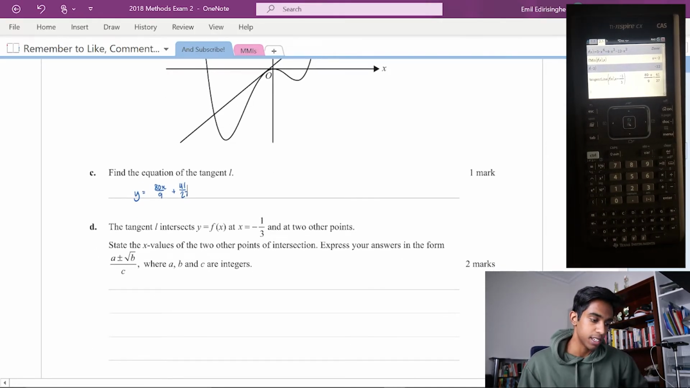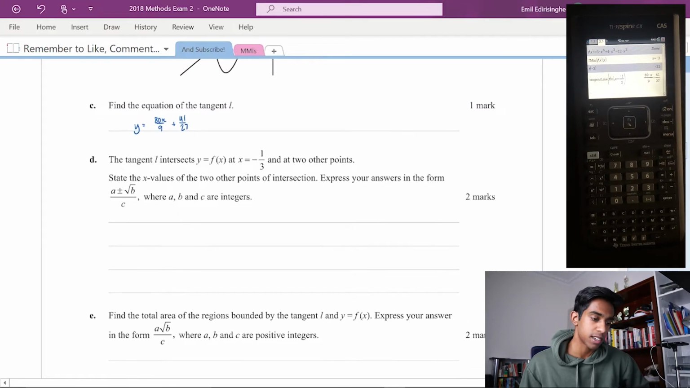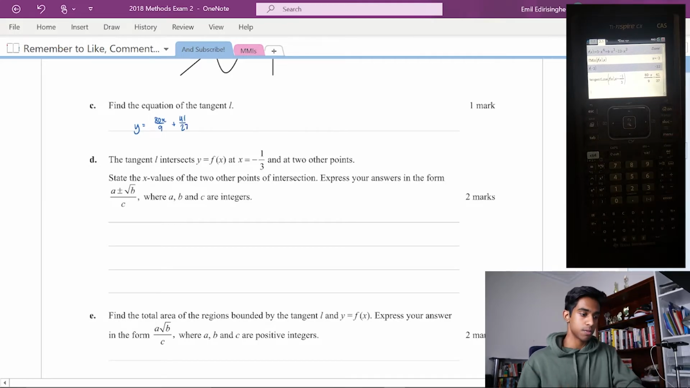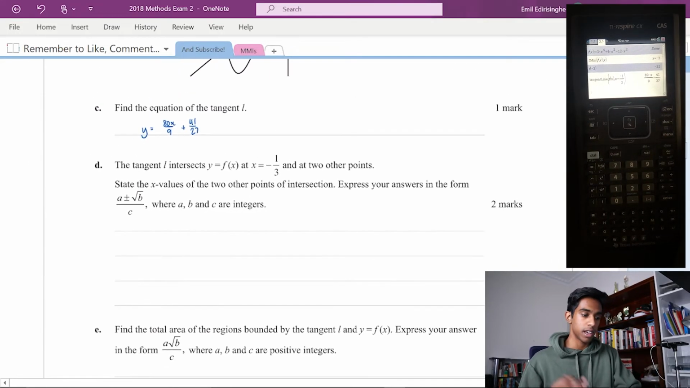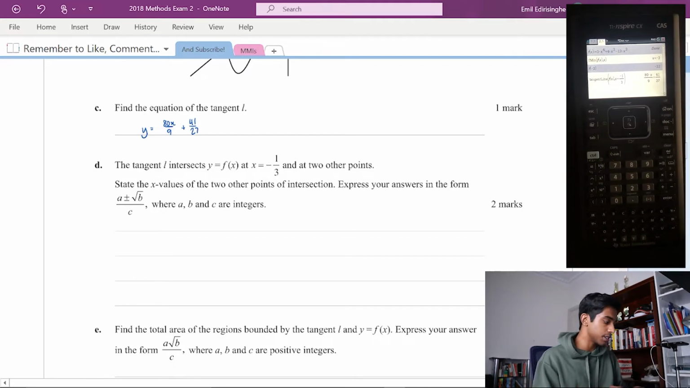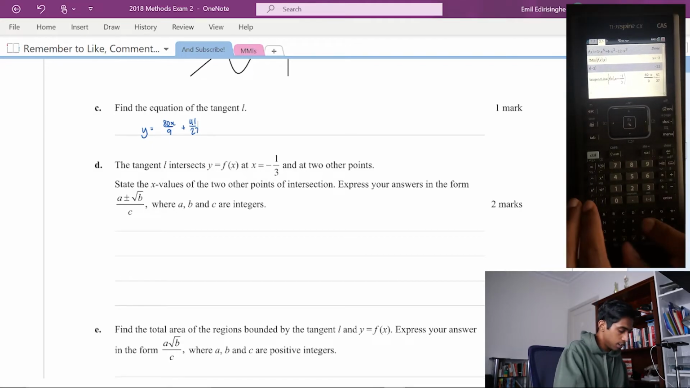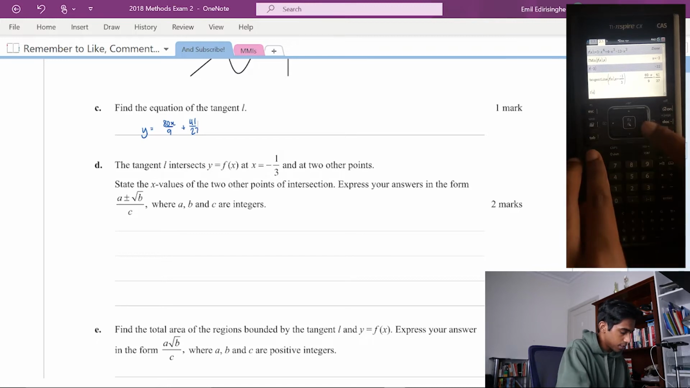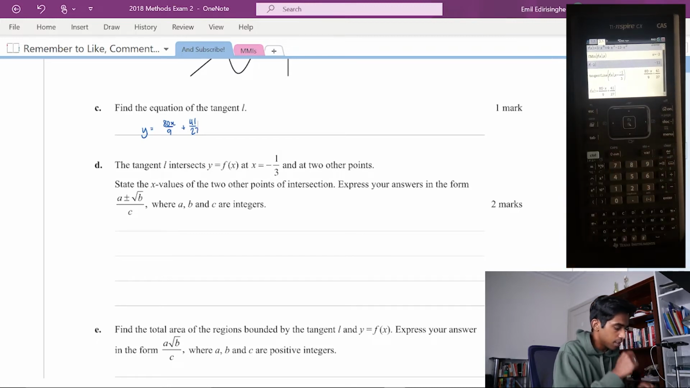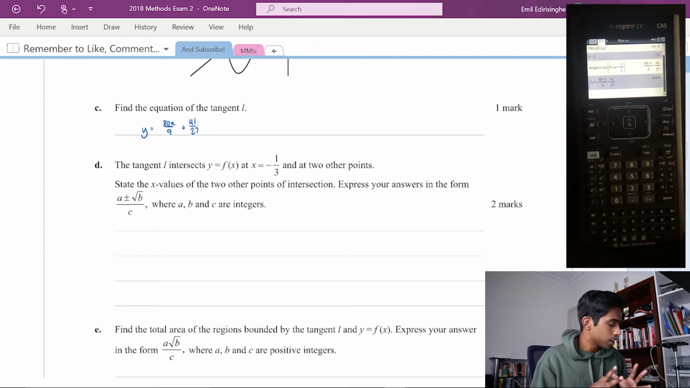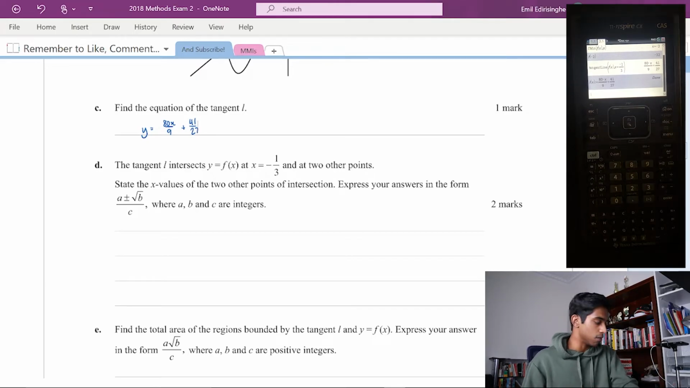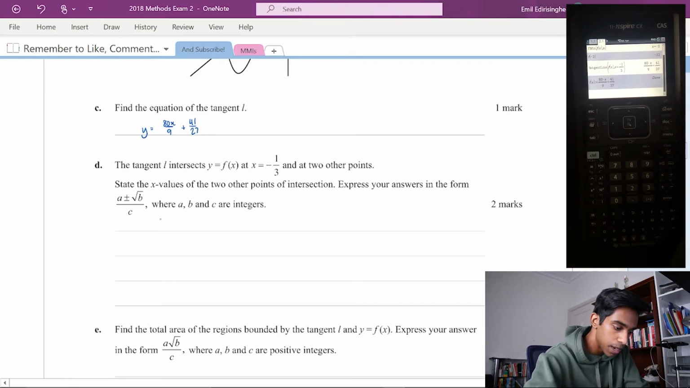So now we've got to find where the tangent L intersects y equals f of x at two other points. State the x values of the two other points of intersection. Okay, so this one is fairly easy. We just have to do L of x equals f of x. So I'm actually going to define L here. So we've got L of x is equal to that, and that will define it. And then what I'm going to do is I'll write this out on the paper.